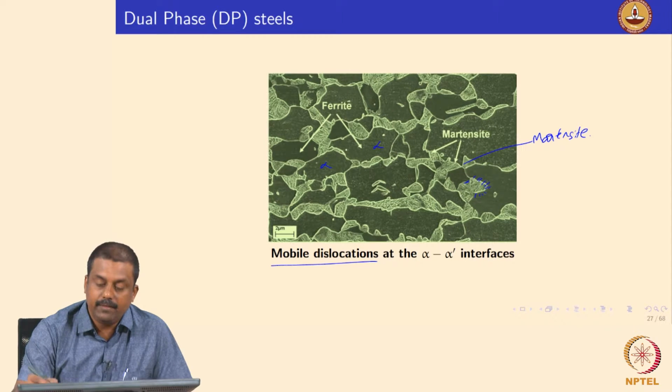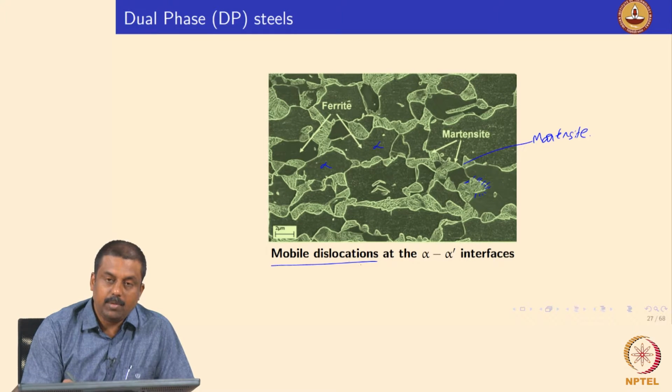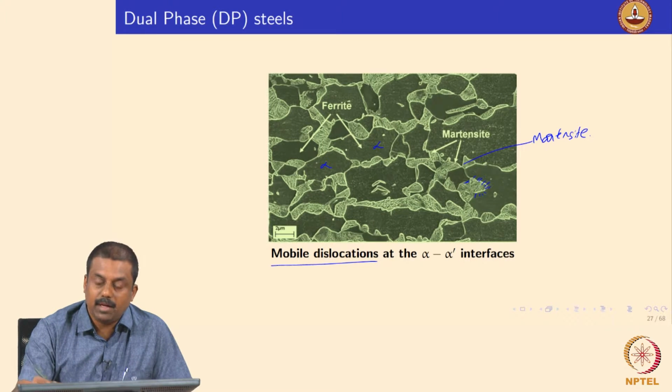And these mobile dislocations present at the interface between the ferrite and martensite increase the ductility significantly, because you all know that plastic deformation is actually caused by the movement of dislocations. If you have a large amount of mobile dislocations, these dislocations can enhance the ductility of the material significantly. So we also know that martensite is a high strength phase. When you have martensite, strength also increases significantly. So by having martensite embedded in a ferrite matrix, with a large amount of mobile dislocations at the ferrite and martensite interface, we can get a combination of strength and ductility.